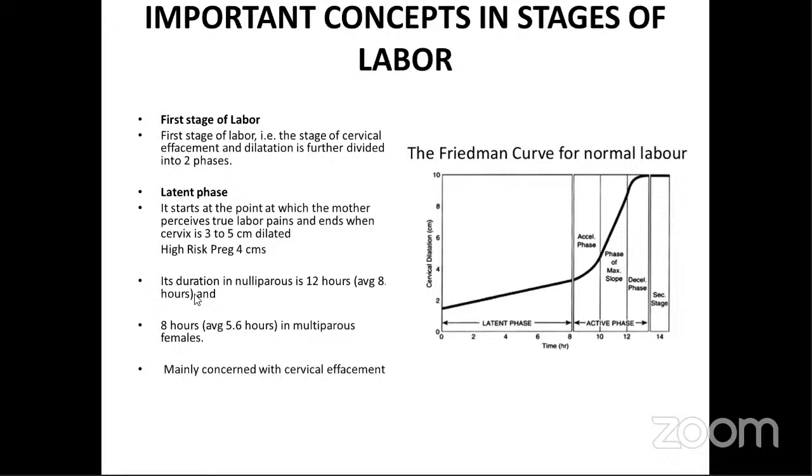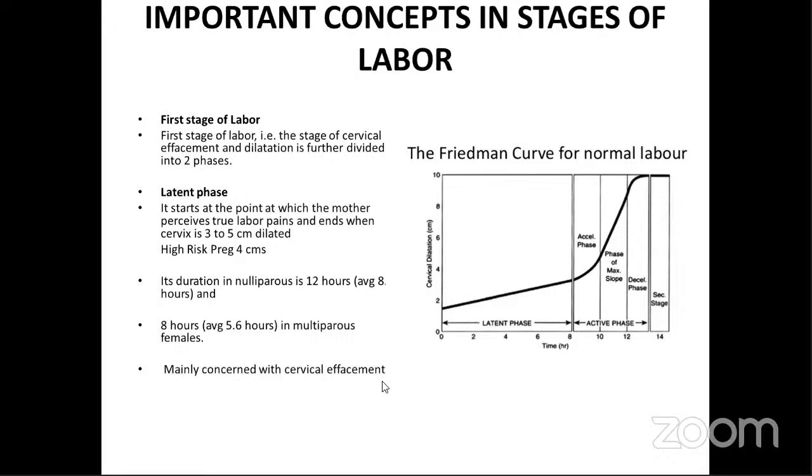The duration of the latent phase in nulliparous women is up to 12 hours, a very long duration, with an average of about 8 hours. In multiparas it is up to 8 hours, with an average of about 5.6 hours. It is mainly concerned with cervical effacement.